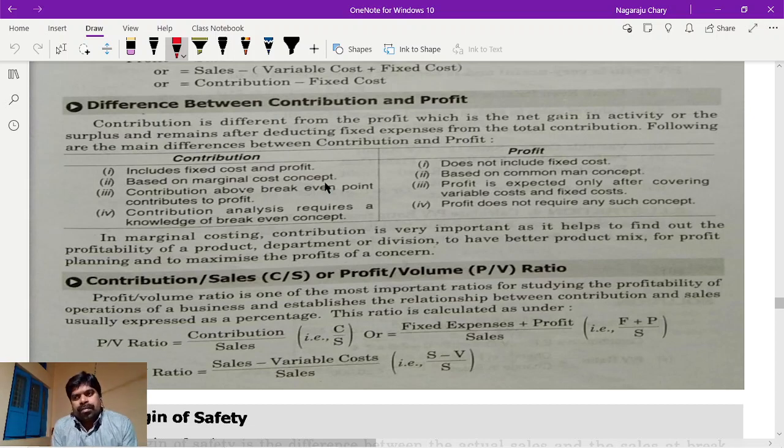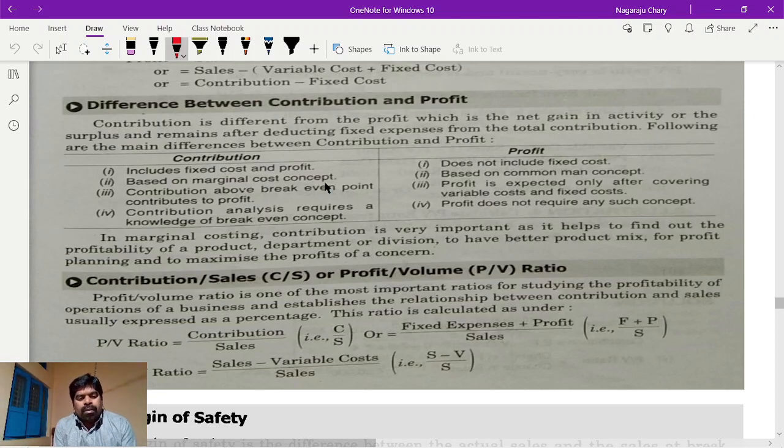So after covering the fixed cost and variable cost, only then can profit be known. Otherwise, loss may be the case. The next difference: contribution analysis requires a knowledge of the break-even concept, definitely, and profit does not require any such concept. These are the differences between contribution and profit.